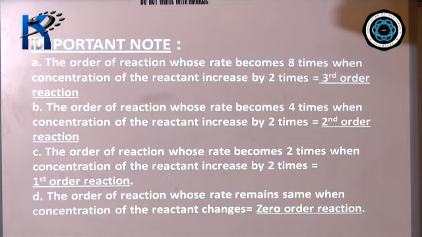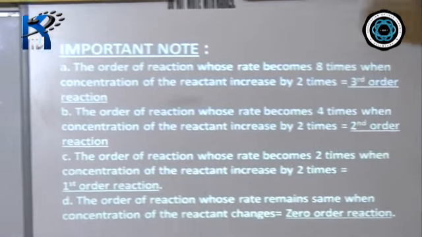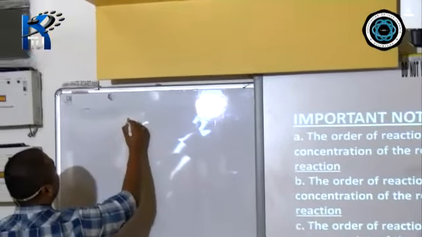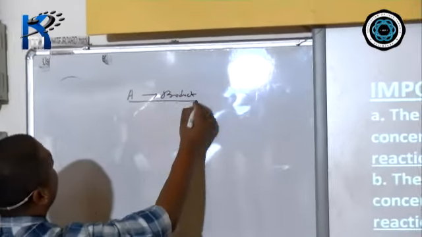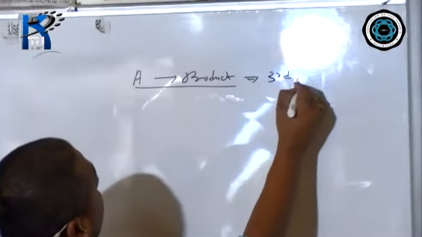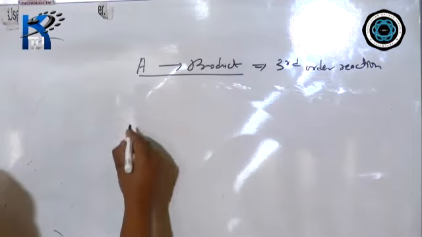Okay. Now this important note you have to understand. It is going to help you in objective questions in your ISC. So before I explain this again, I would like to show you something out here. All of you focus out here now. Suppose A gives product, and it is a third order reaction. I am supposing a third order reaction. Then what will be the rate law?